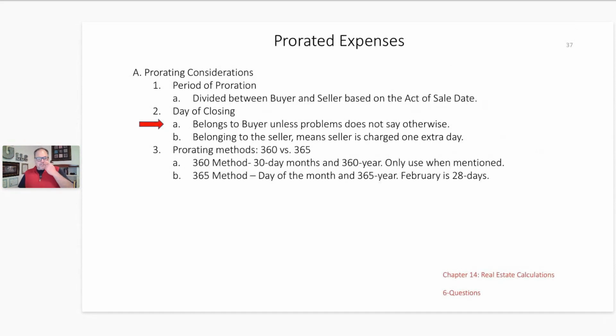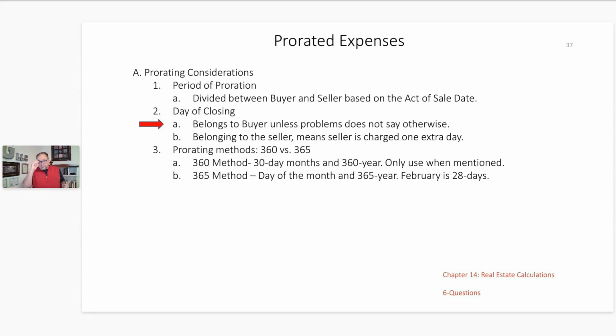All right, let's talk about proration, everybody's favorite subject. When you prorate expenses, basically what the term proration means is the buyer and seller have to split cost on the property at closing: taxes, HOA, interest on the mortgage, all that stuff.